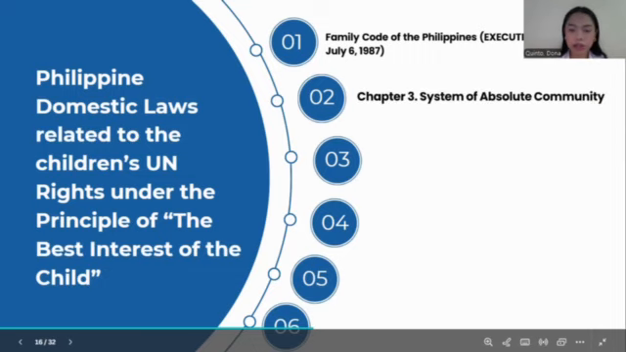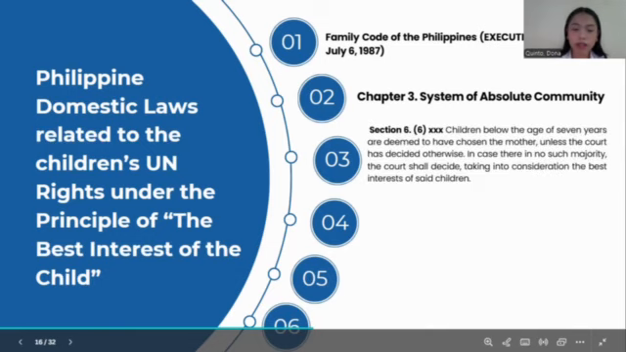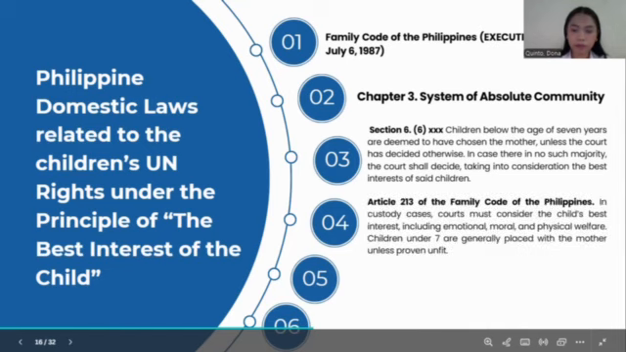Next is Chapter 3 about the system of absolute community. It also relates to the best interests of the child principle by ensuring that the community property is used to support the spouses and their legitimate children. Section 6, this provision reflects the best interests of the child principle by presuming that a child under 7 is best cared for by the mother unless proven otherwise, and by ensuring that any custody decision made by the court prioritizes the child's overall well-being.